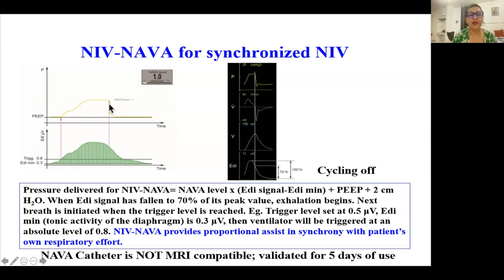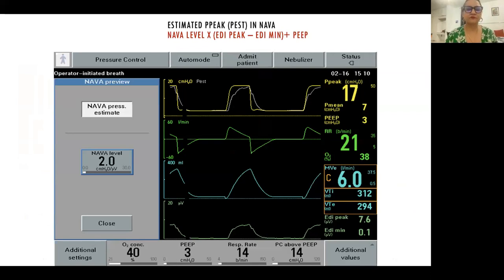And it will end once your EDI has dropped to 75% of its peak value, when the exhalation would start. So this is how it is. And all this is being captured by the catheter which we had put. And this catheter is not MRI compatible, so don't take your baby with the Nava to the MRI. And once you have put this catheter, usually you use it for 5 days.